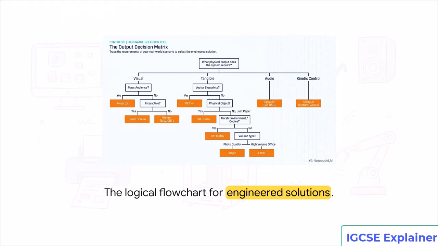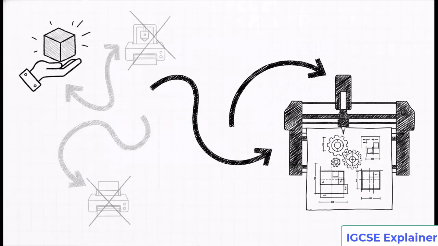This brings us to the Output Decision Matrix. It's essentially a logical flowchart designed to trace your real-world scenario directly to the engineered solution. Let's see how this builds in practice. Let's say your system requires an output. We start at the top. Do you need tangible, physical output? Yes. Okay, trace that branch down. Do you need vector blueprints? Yes. See how the matrix instantly bypasses all the 3D printers and standard office printers? It leads you exactly to the correct answer, a plotter. It's just a brilliant tool for rapid deduction.